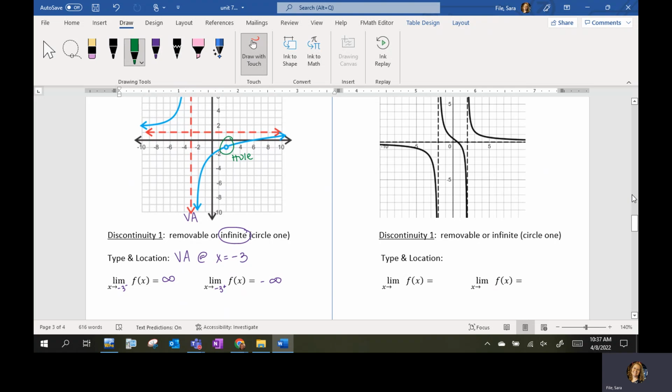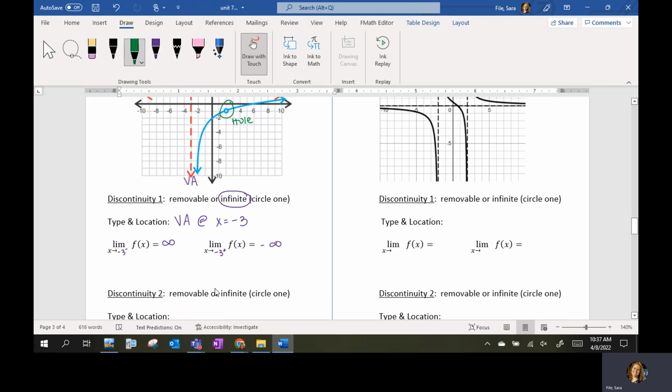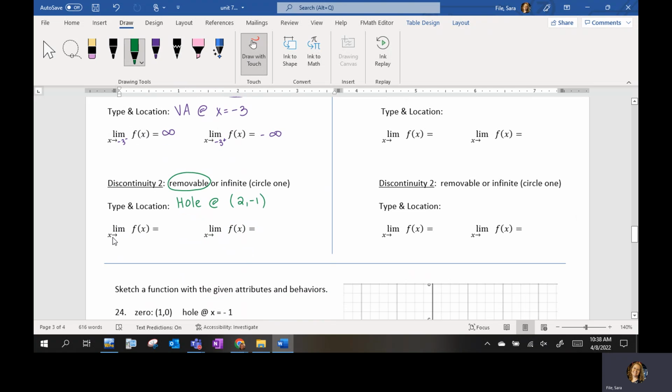So that is discontinuity number 2. It is a removable discontinuity. It is a hole at 2, -1, it looks like. And now we want the limit as we approach that. So first I'm going to fill in as we approach 2 from the left and as we approach 2 from the right.